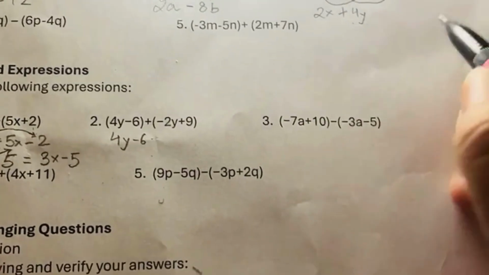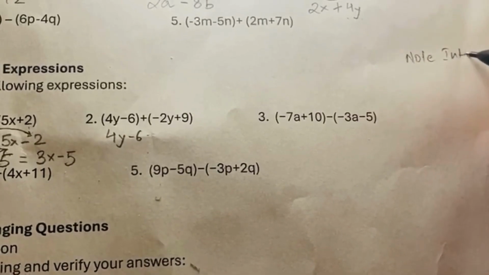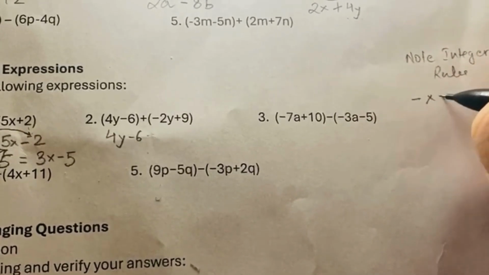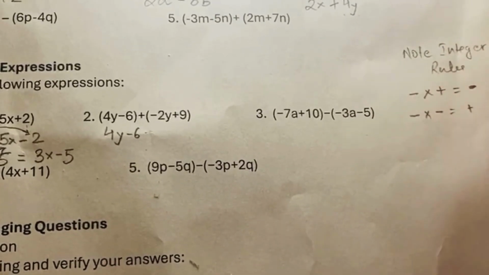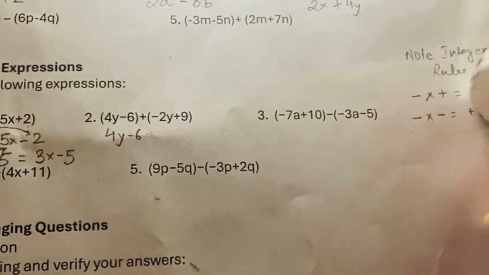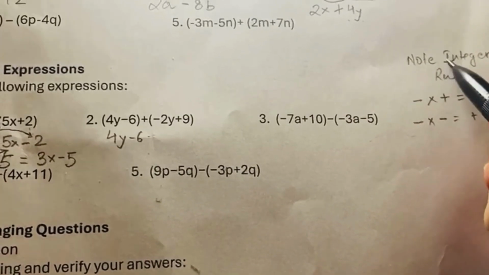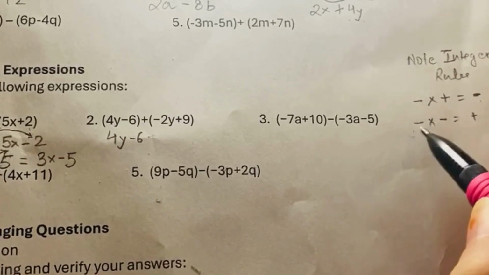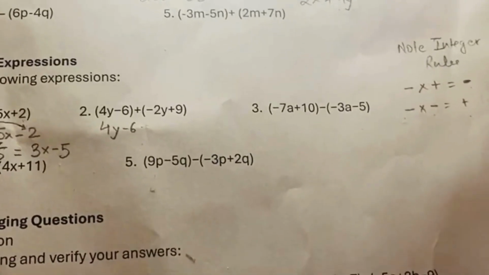If I do a small note on integer rules in the corner: negative times positive is always negative. Negative times negative is always positive. Negative times positive is negative, the answer comes negative. Negative and negative, the negatives get cancelled, the answer comes positive. These are the integer rules for multiplication.